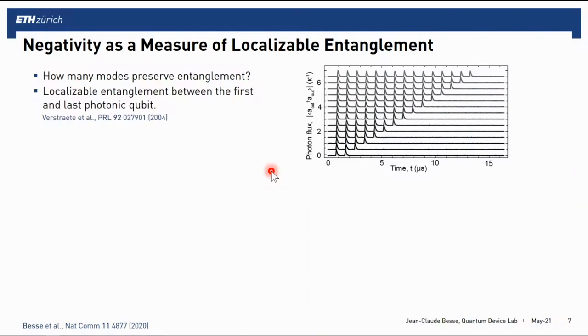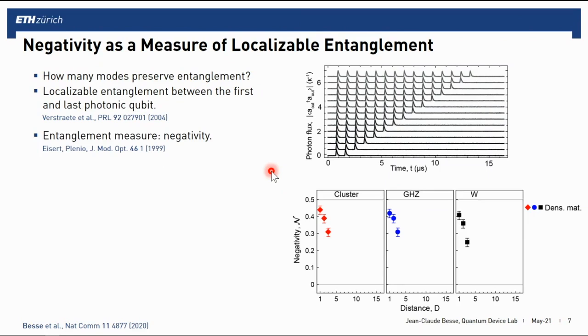So how do we characterize the usefulness, really the quantum resource that is present in those states? Well, what we looked at is a quantity called localizable entanglement. It's defined as how much entanglement do you preserve between the first and the last photonic qubit in your chain if you are to measure all the ones in between. So we need to define a metric, and we selected the negativity because it's well defined for a two qubit state, which is what we end up with after measuring all the other states. Ideally, it's 0.5 if it's fully entangled, and no entanglement would drop the negativity to zero.